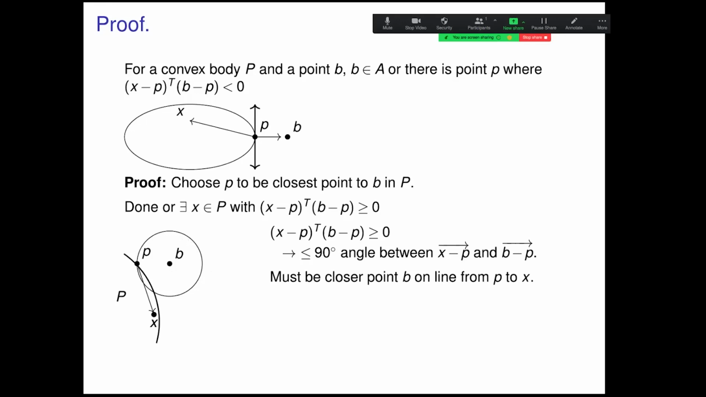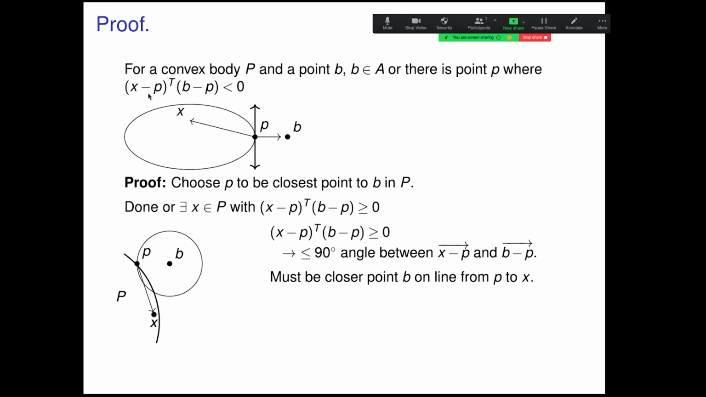For the first part, we're done. But what is the case if it does not hold? If this is not true, if there does not exist an x in the convex body, we already have a separating hyperplane. B minus P is already a separating hyperplane. I should have said, this is the condition. We're done if this happens for every point x in A, in the convex body. This should have said for every x.